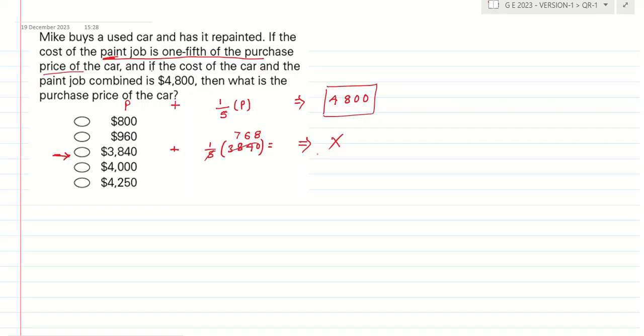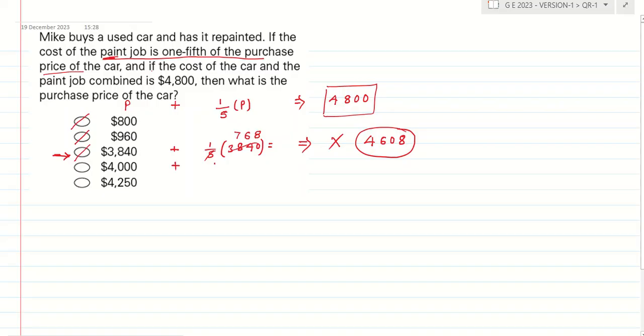Less, 4,608, less than 4,800. Which is less than the target. So should I go above or down? The value must be more than that value. More than, right? Yes, I can eliminate this. Let's go with 4,000.